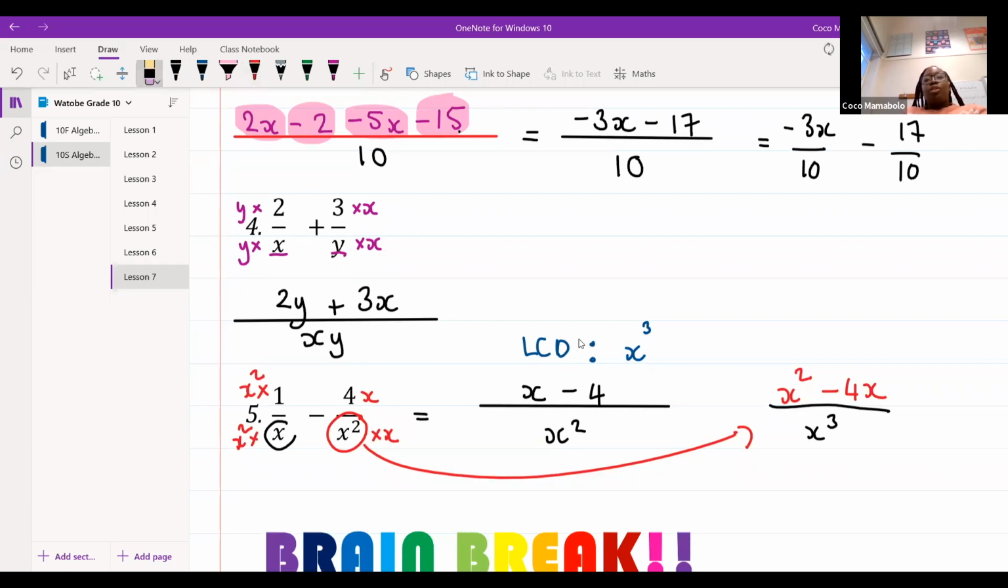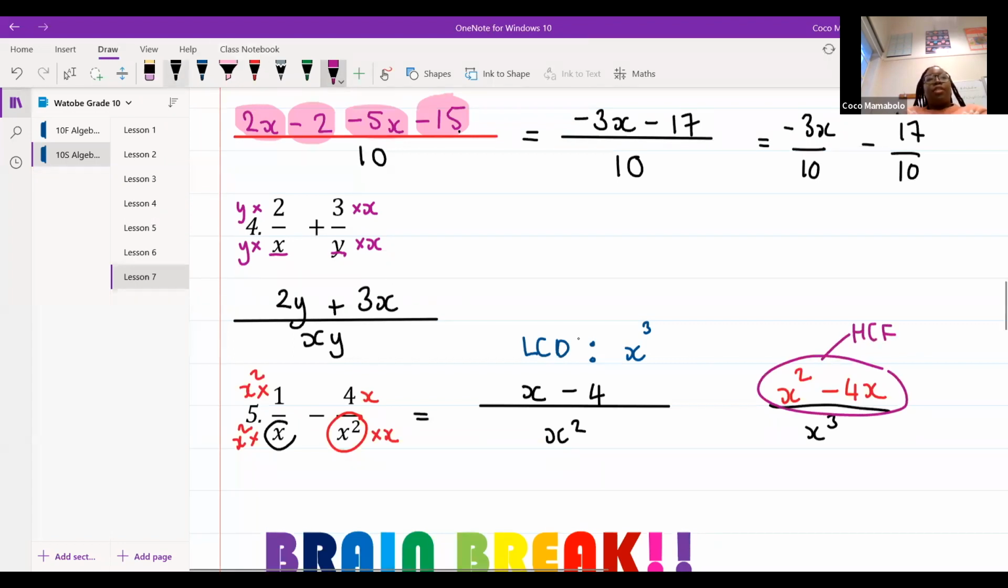And then I'm going to notice that at my top over here, I've got an HCF. This top part has an HCF of x. So I'm going to take x out and I'm going to have x minus 4 left over x cubed. And then one of these x's is going to cancel out with one of those and I'll have 2 left. And that takes me back to my original answer.